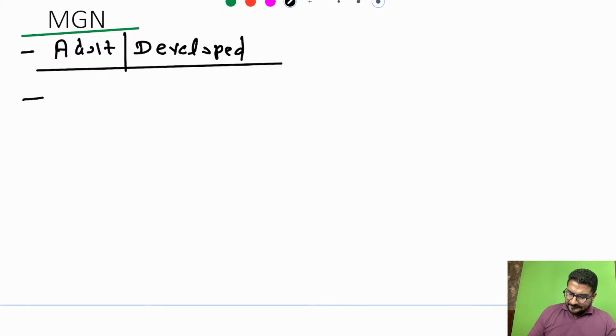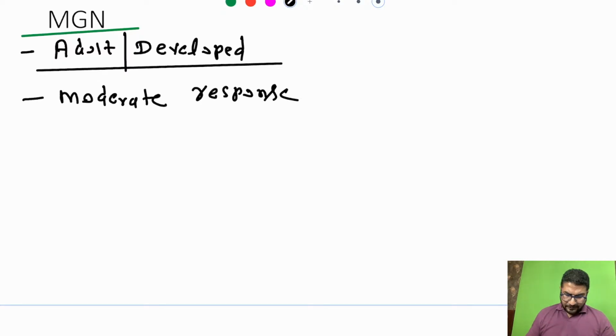Then in MGN, understand, you will see a moderate response. Moderate response means steroid का response उतना अच्छा नहीं आएगा, उतना बुरा भी नहीं आएगा. So prognosis is also moderate. You will not see a bad prognosis.